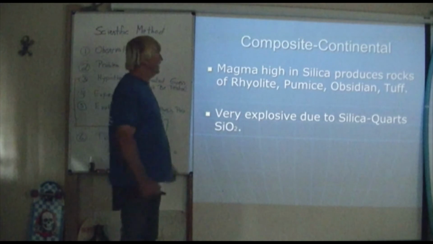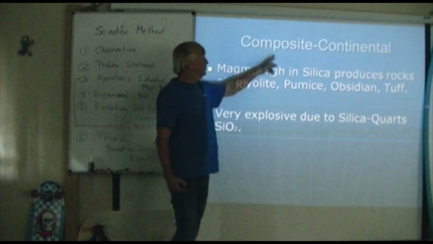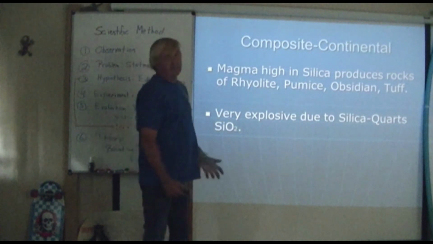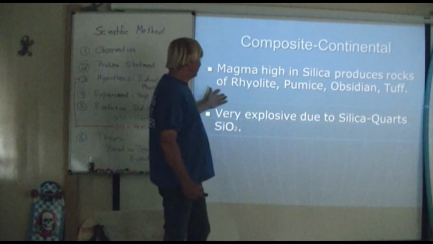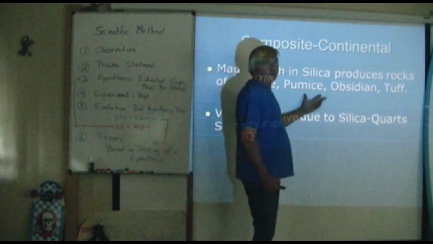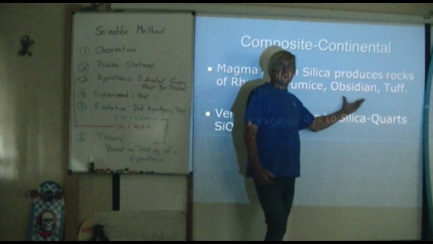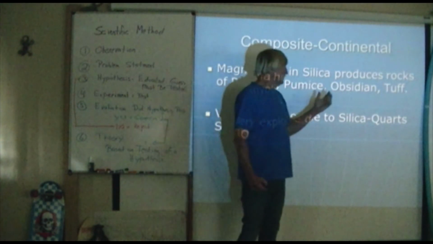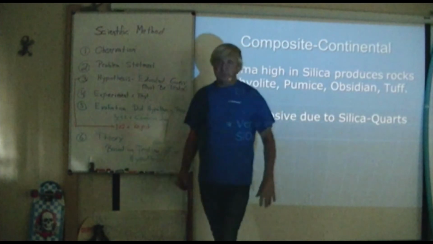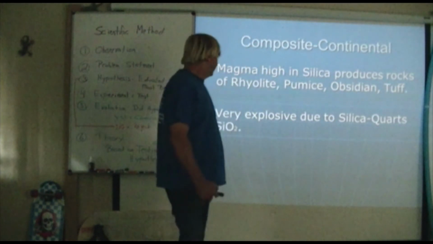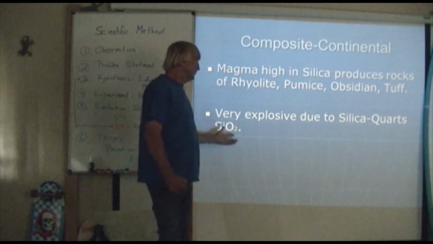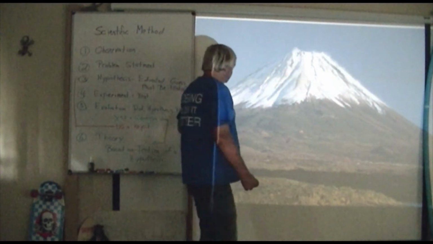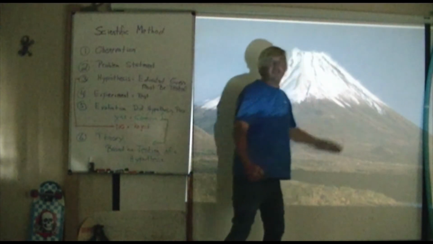So composite, continental, or stratovolcanoes, I should put strata in here too. The magma is very high in quartz, silica, SiO2, and this produces rocks like rhyolite, pumice, the rock that floats, obsidian, which is volcanic glass. Native Americans used that to make arrowheads and scrapers. And the volcanic tuff is basically the ash that comes out of volcanoes. Very explosive, very volatile. And these are very steep volcanoes, where the shield volcanoes tend to be more dome-like, much larger.